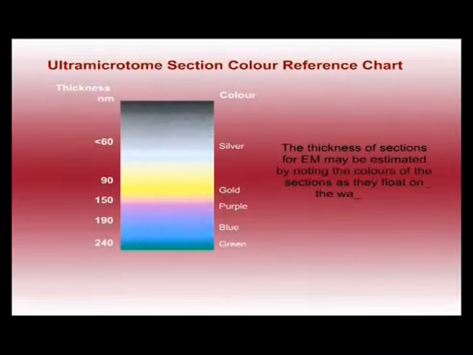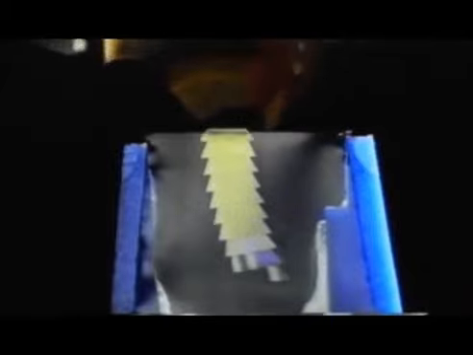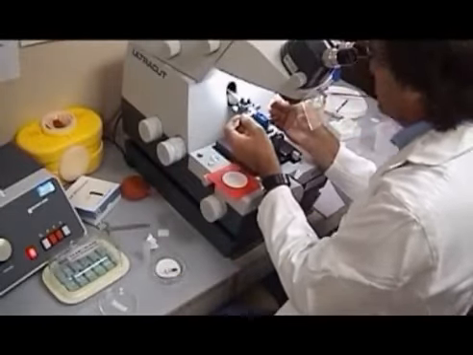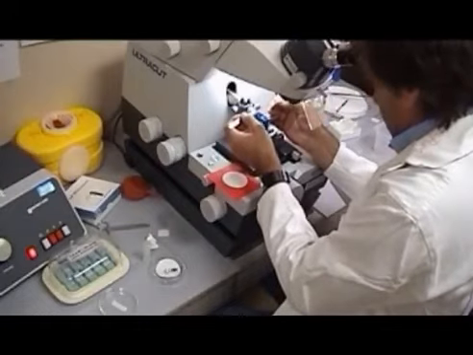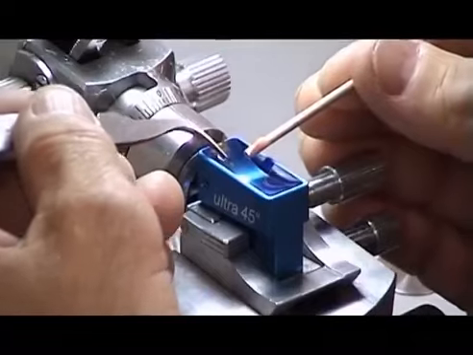Compression in the sections is removed by using chloroform vapour. Note the colour changes as the sections stretch out. Sections are now ready to be collected onto a copper support grid. Grids are used instead of glass slides because electrons cannot penetrate glass. The grid is lowered into the water bath and the sections manoeuvred onto it. The grid with the sections on it is then dried on filter paper.